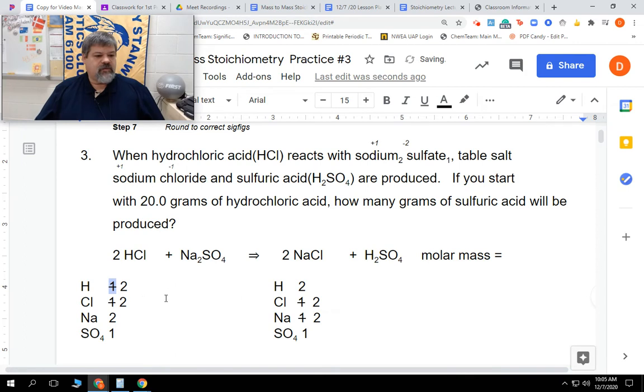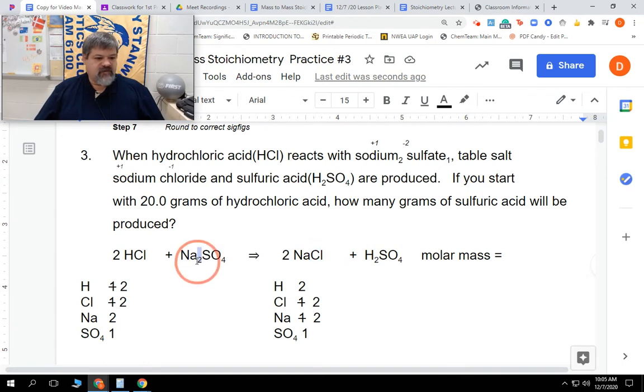Okay, so now I have 2, 2, 2, 2, 2, 2, 1, 1. Let's double check and see what we have. I have 2 hydrogens on this side, and 2 hydrogens on this side right here. I have 2 chlorines because of my coefficient on this side, and 2 chlorines because of my coefficient on this side.